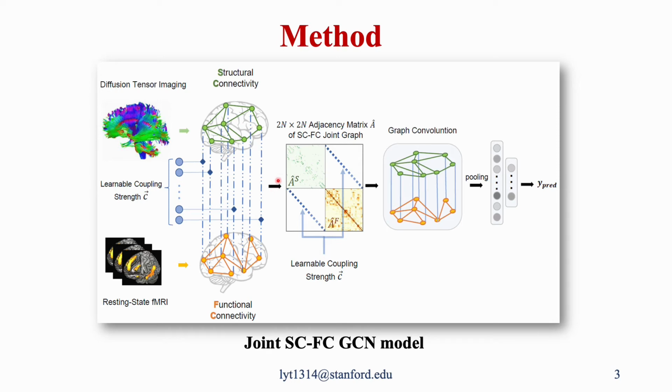By doing so, we can get a 2n by 2n adjacency matrix A of the SC to FC joint graph. This joint graph contains information for both structural connectivity as well as functional connectivity. It also contains the information of the coupling strength, which is the neural parameter vector C. Then we feed this graph into a single graph convolutional neural network and do some pooling operation. After that, we feed the output to an MLP and get the final prediction result. For example, the Y prediction here can be the age of a subject.